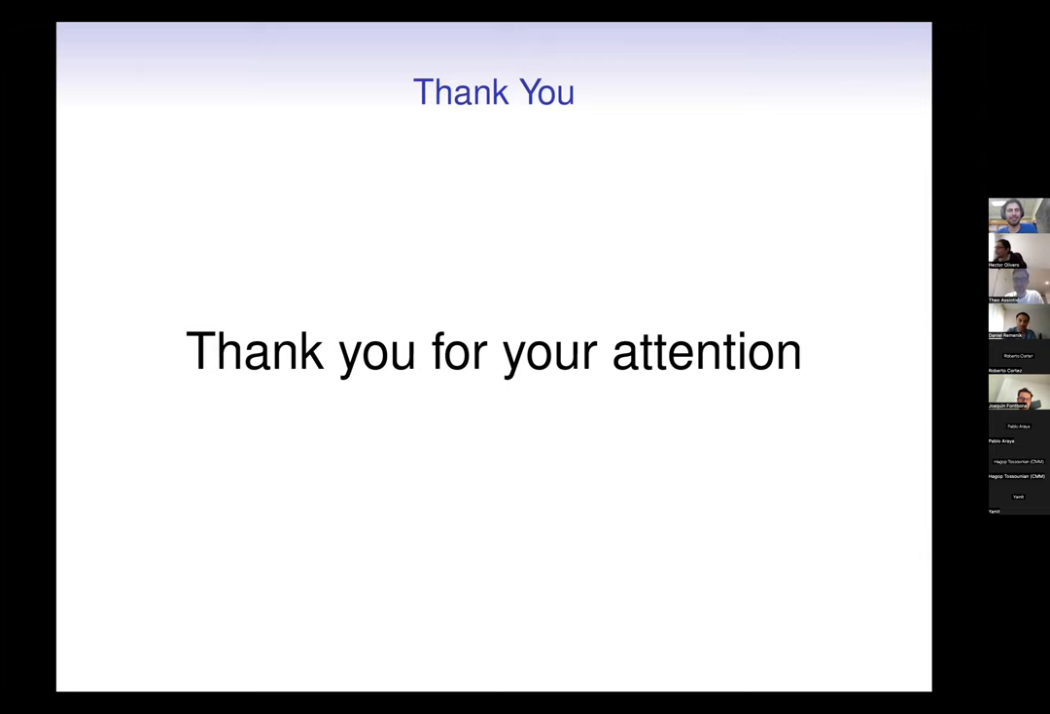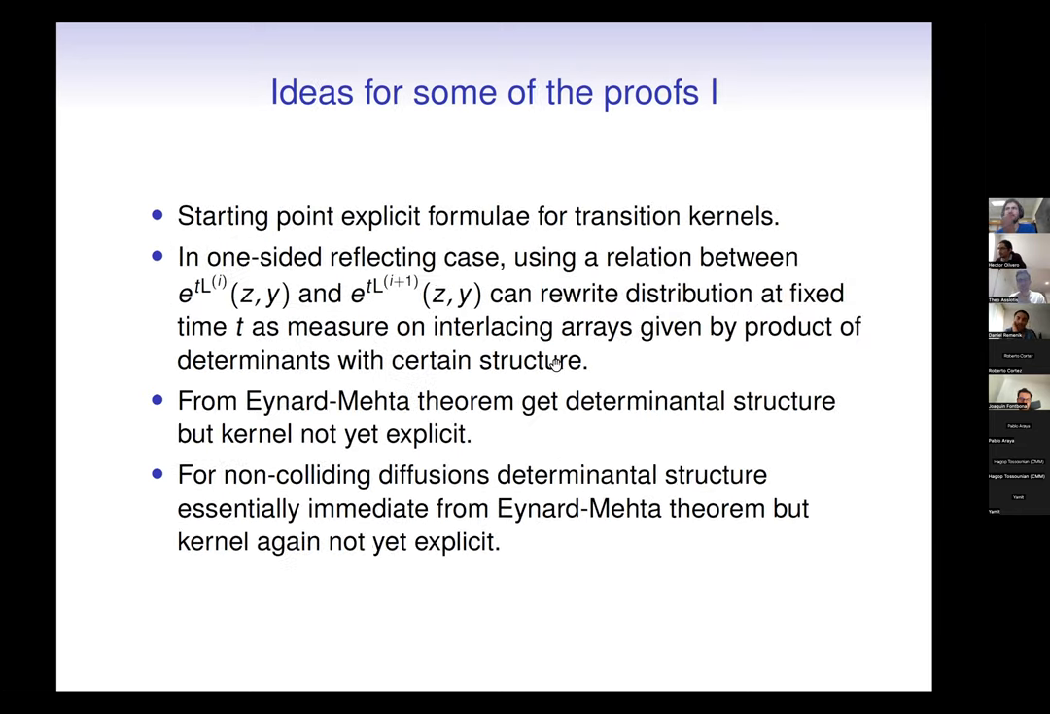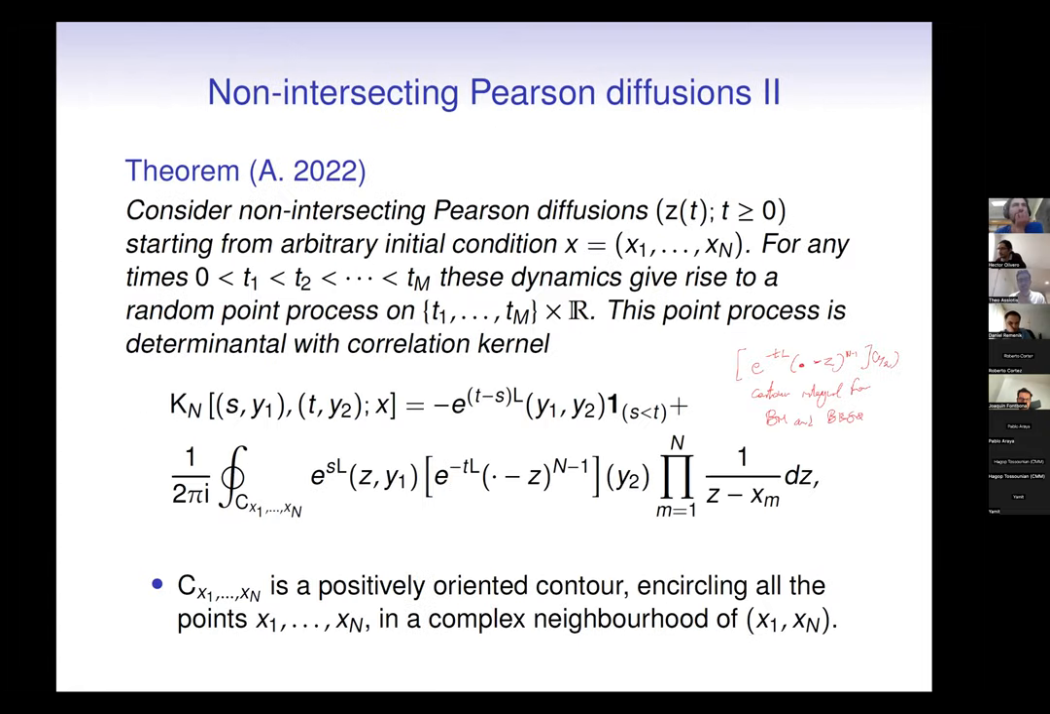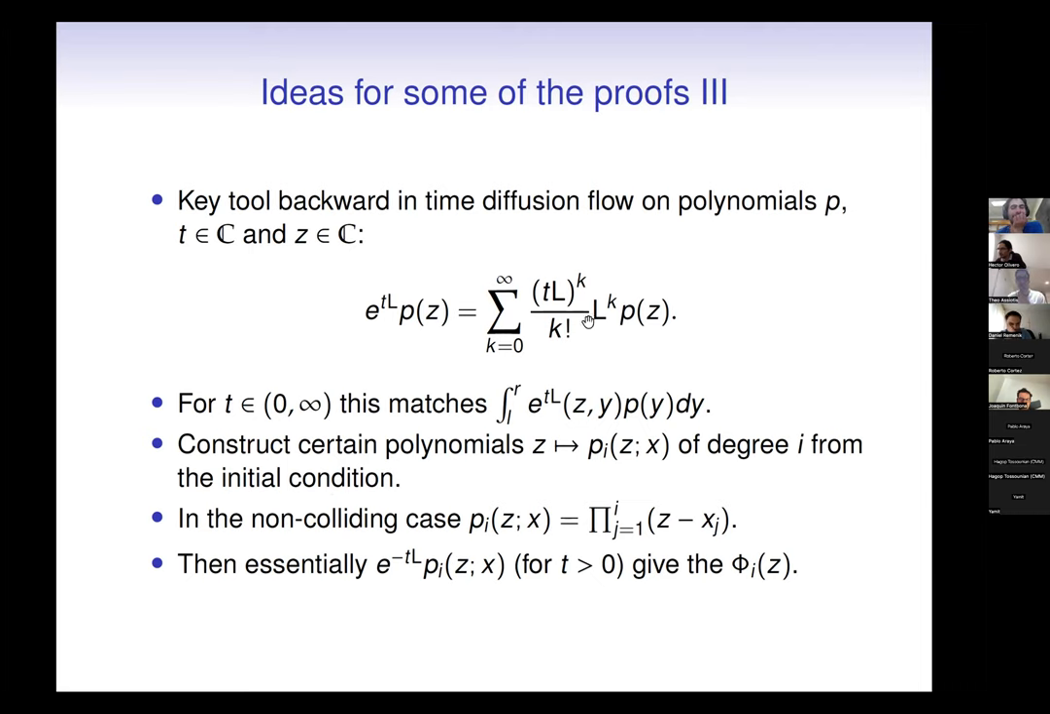So I guess this backward flow on polynomials only works for these special types of diffusions? Exactly. Yes, because somehow it's different. Okay, so let me go on. So you look here, in the case of the heat flow, this is going to terminate, right? So it's going to drop the degree.